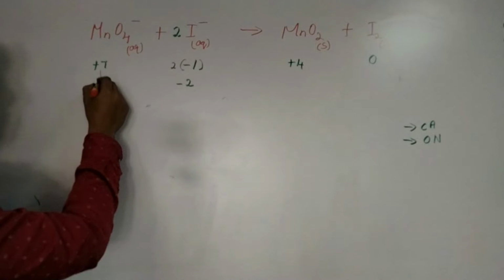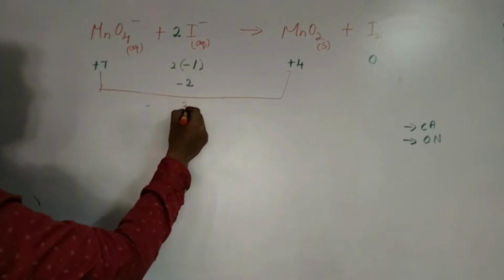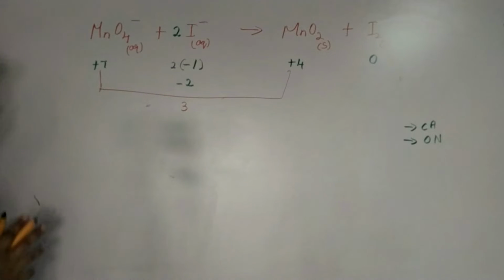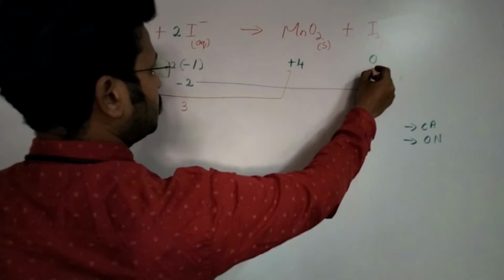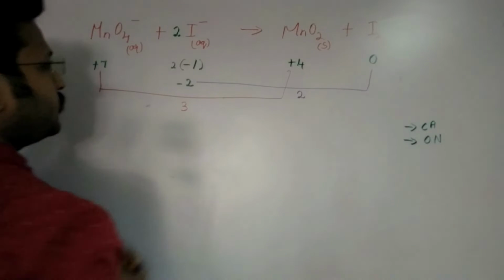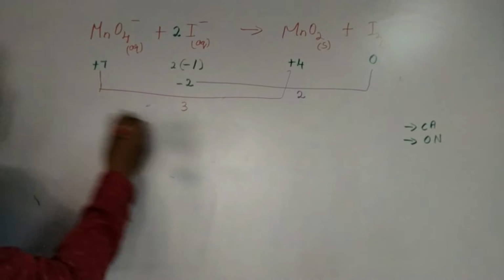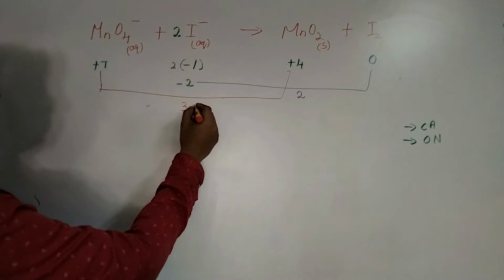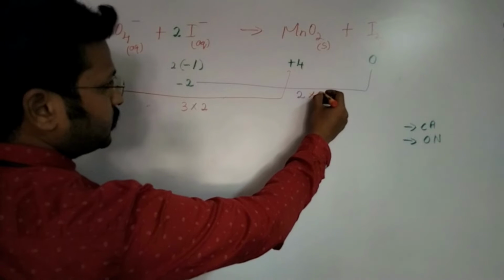So now I can check the reduction process. There is a decrease in oxidation number, and the decrease is 3. And here I am having an increase in oxidation number, and the increase in oxidation number is 2. So now what I have to do is balance both the increase and decrease in oxidation number with respect to the stoichiometries. So I have to multiply this with 2 and multiply this with 3.